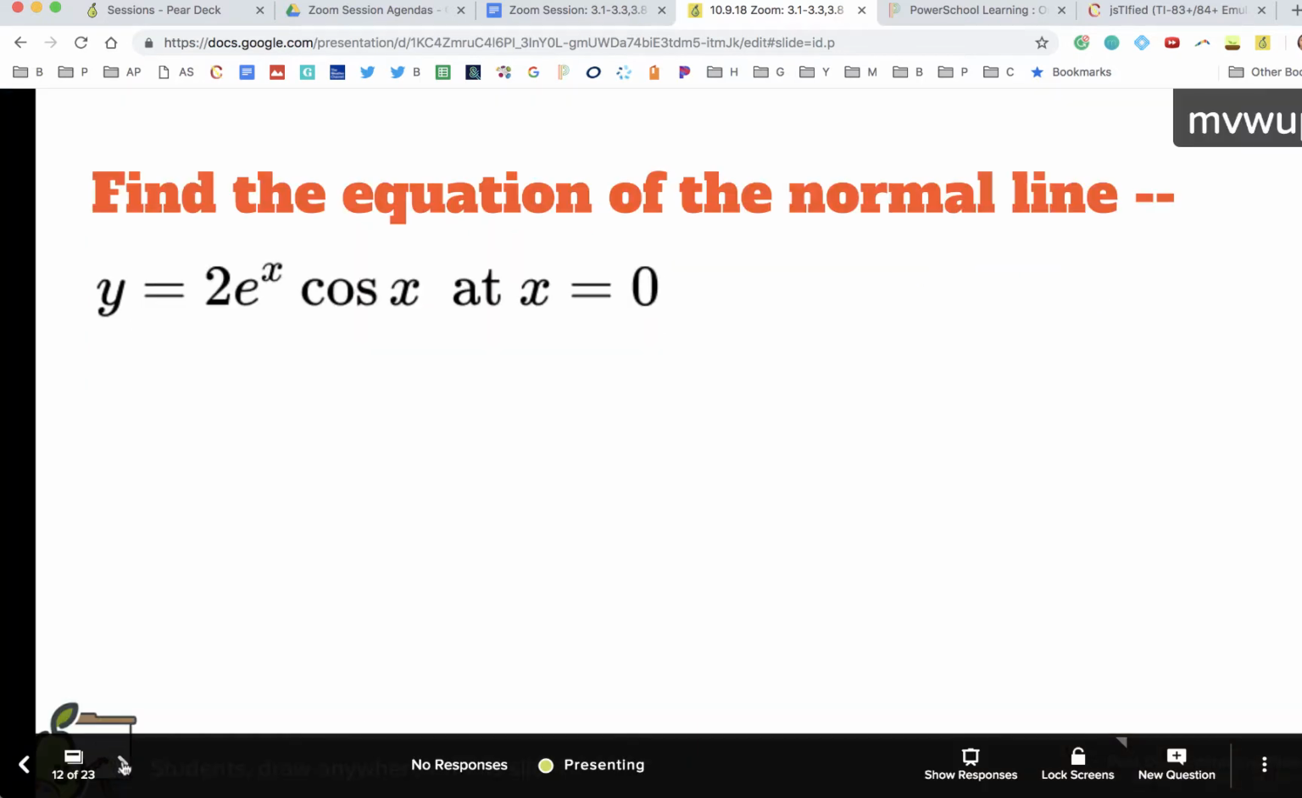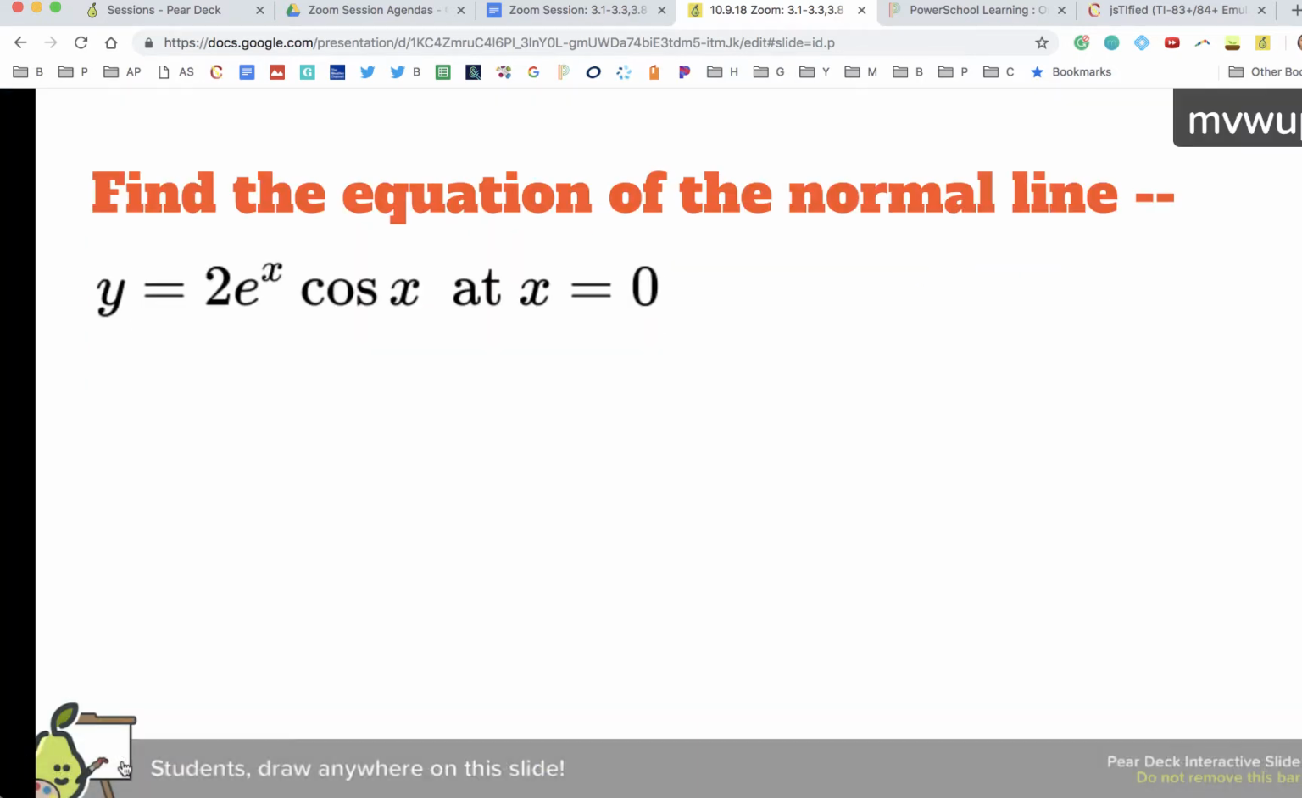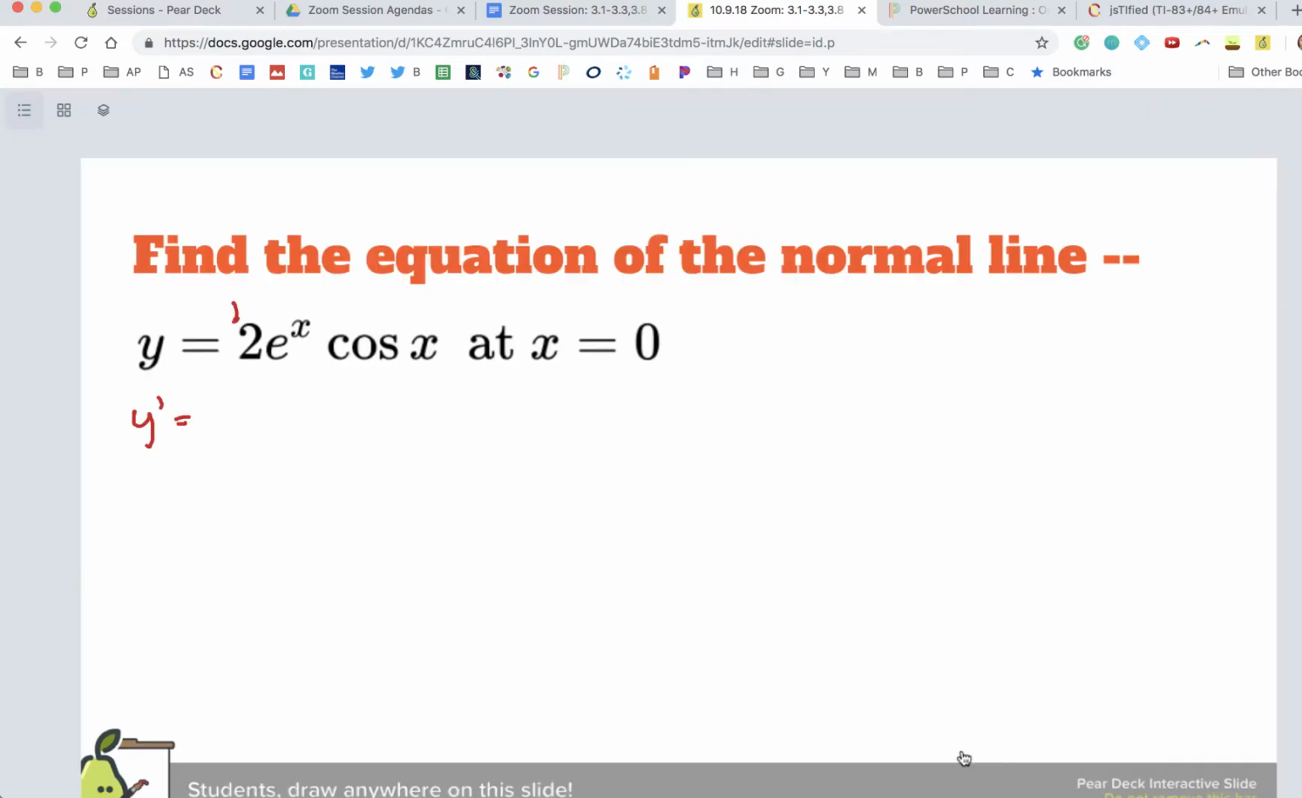Find the equation of the normal line. All right, to find the equation of the normal line, I need a point and I need a slope. So let's start with the slope. The derivative, I'm going to call this the first, I'm going to call this the second. The 2 is just a constant, so it's not going to be hard. The derivative of the first, the derivative of 2e to the x is 2e to the x times the second, plus the first times the derivative of cosine x, which is negative sine x.